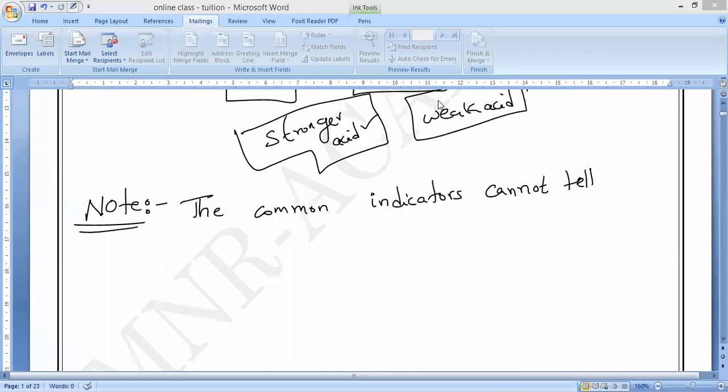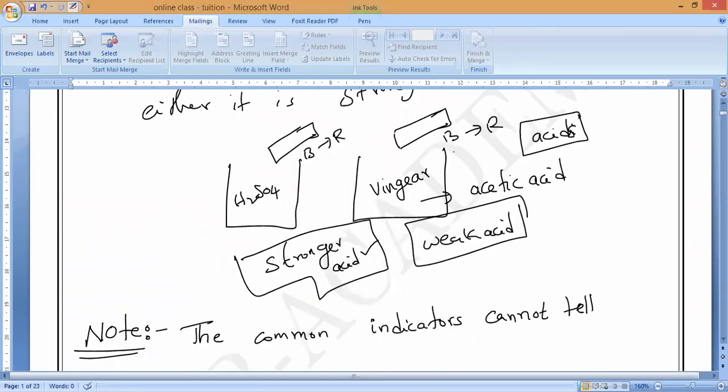The common indicators only tell us whether the given substance is an acid or a base, but they never tell the strength of the acid or base, whether it is a strong acid or weak acid, or a strong base or weak base. But the universal indicator will say both. It says whether the given substance is an acid or base, and it also shows the strength, that is, strong acids and weak acids.